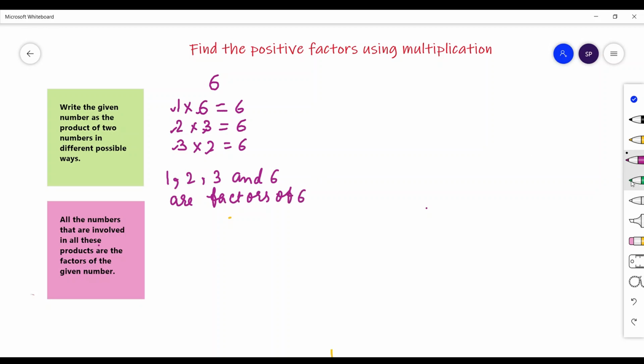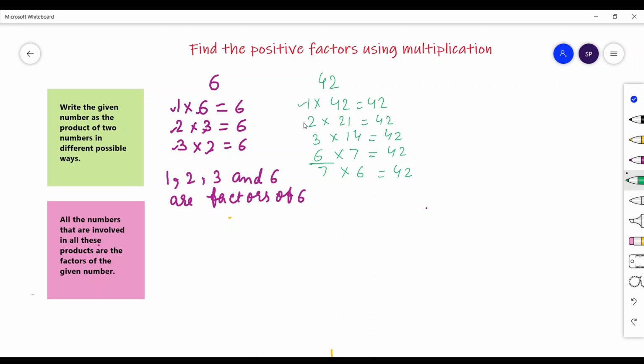Similarly, take the number 42. So 1 into 42 equals 42. 2 into 21 is 42. 3 into 14 is 42. 6 into 7 is 42. Then 7 into 6. See, repeated, so no need to write this. So we only have to check up to here.